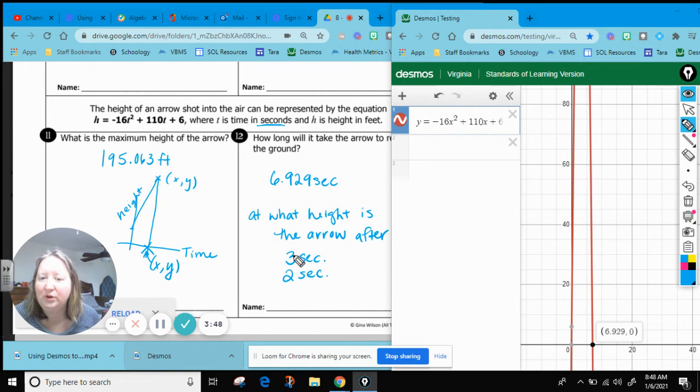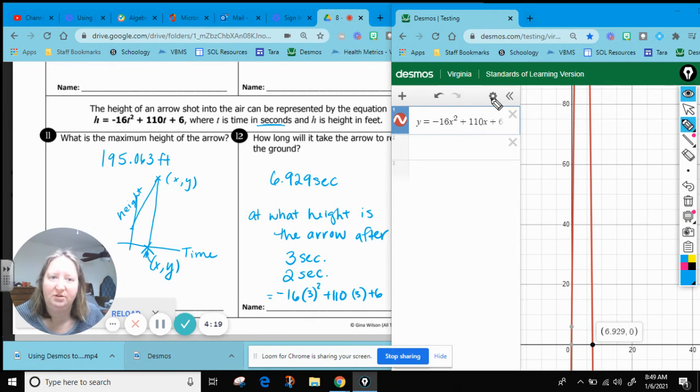What we're going to do is plug in. So seconds is a time, right? And you have this equation here. So you could substitute this in if you want to know about 3 seconds. Everywhere there's a t, I'm going to put a 3. Negative 16 times 3 squared plus 110 times 3 plus 6. And then I do this math, and it gives me the height when the time was 3 seconds.